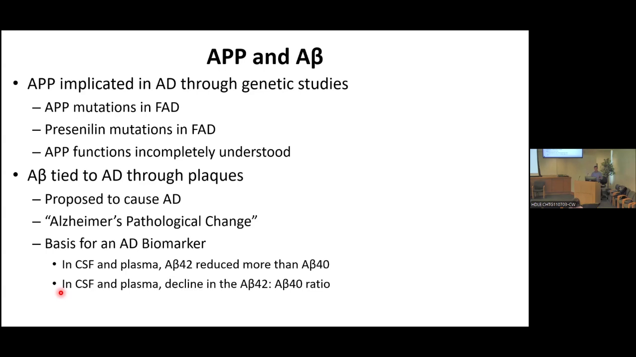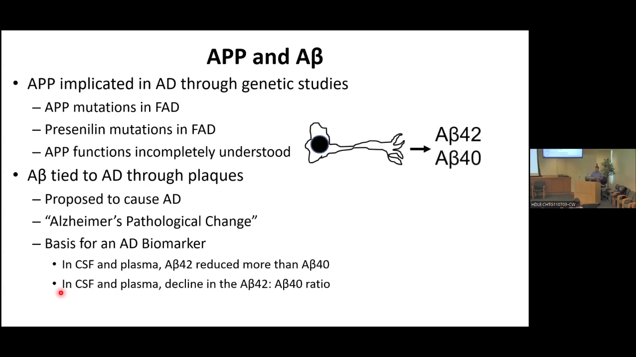It's been proposed that even without cognitive decline, someone can be diagnosed with Alzheimer's pathological change if they have plaques, or perhaps even now just diagnosed with Alzheimer's disease. It's the basis for an Alzheimer's biomarker. So in spinal fluid and plasma, A beta levels go down, but A beta 42 levels, the 42 amino acid species, go down more than the 40 amino acid species. And so you get this reduction in the A beta 42 to 40 ratio.